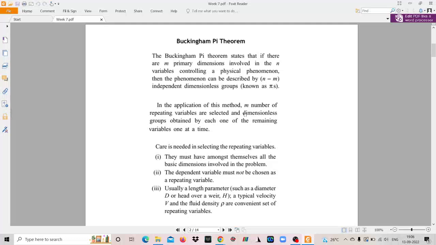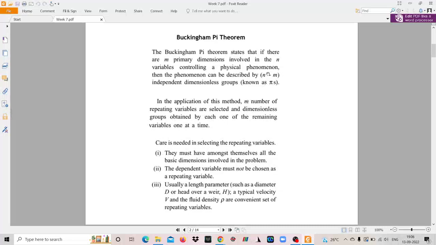Now, it is very crucial how to select, out of the given n number of variables, which m variables can be decided as the repeating variables. So there are some rules.